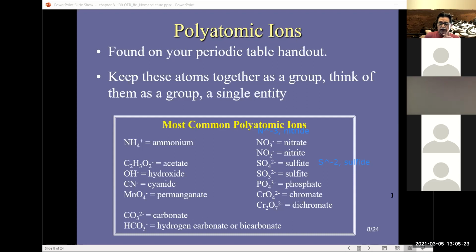So we have the -ate and the -ite, and there are more examples of this. In fact, I sent you a couple of extra resources to talk about the polyatomic ions. I think we'll go through those too after we're done with this chapter. All right.